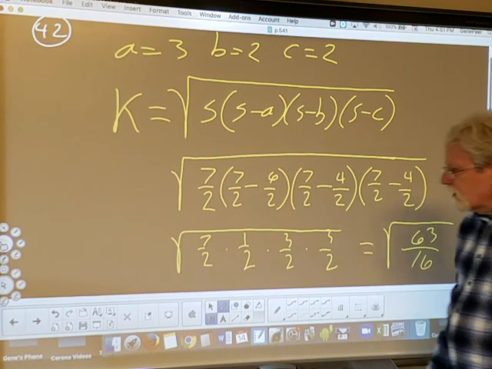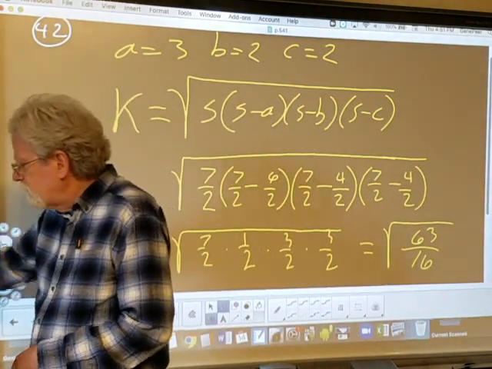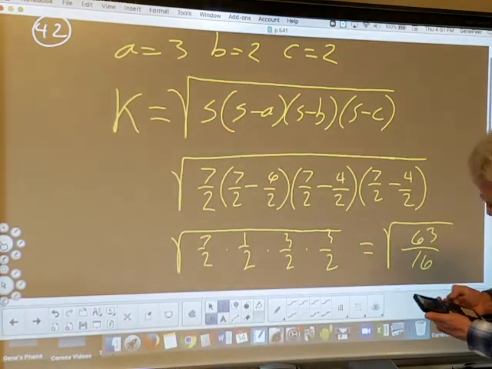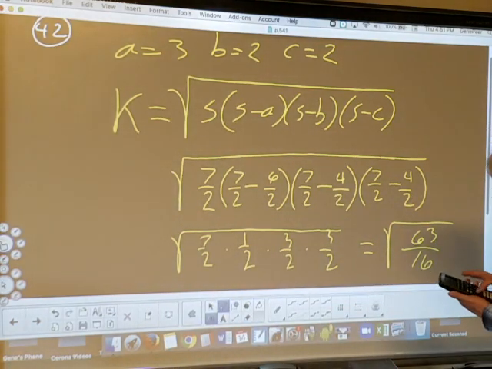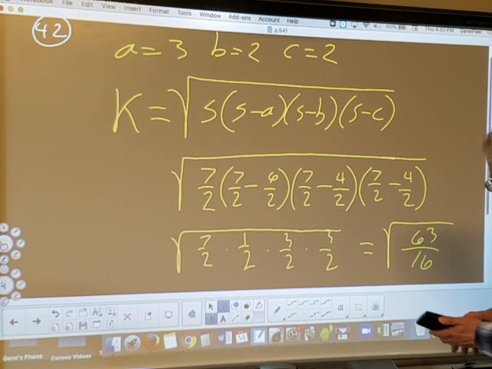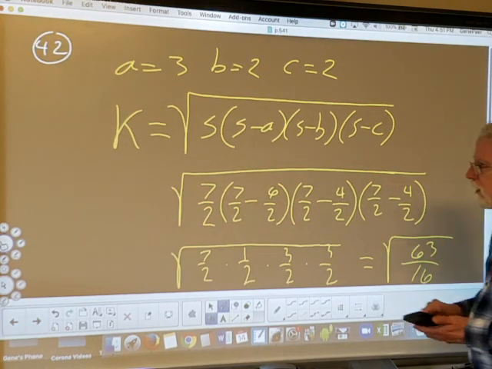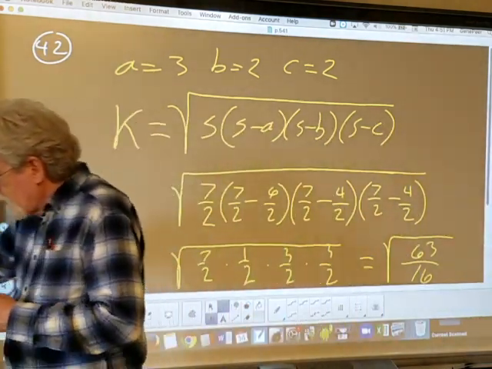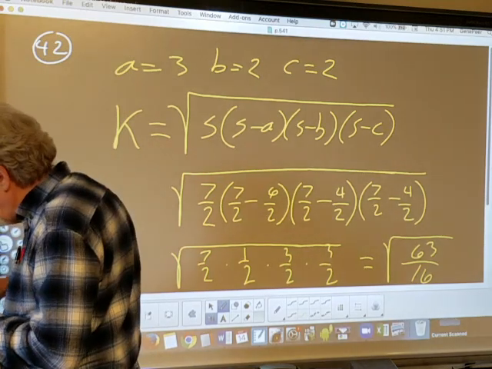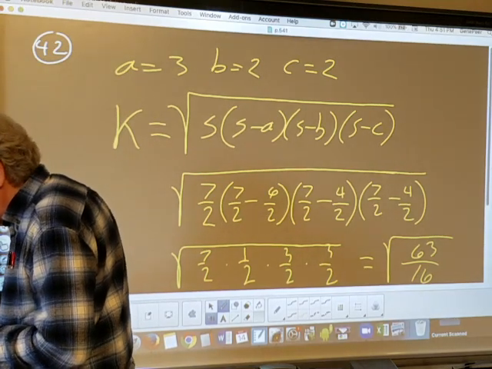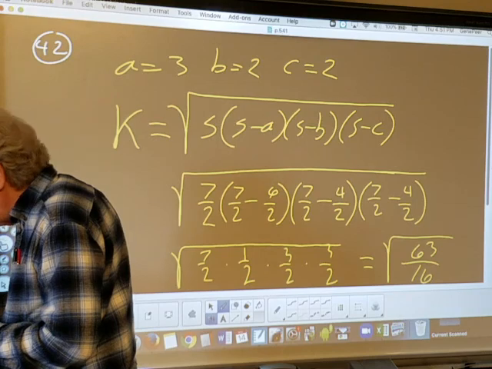Since they wanted a decimal approximation, we do not need to simplify the radical. We just need to find the square root of 63 divided by 16. And my calculator says we get about 1.98. And do I have the answer down here? No, I don't. 1.98, I trust it's correct. And if it's not correct, somebody send me an email and chew me out, and I will send a retraction.